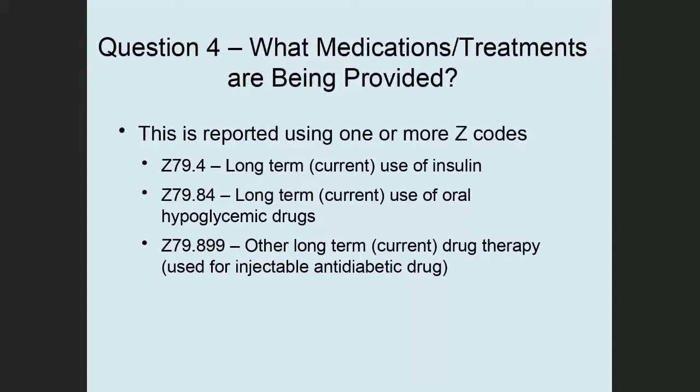Question 4, what medications and treatments are being provided? This is reported using one or more Z codes. Z79.4, long-term current use of insulin. Z79.84, long-term current use of oral hypoglycemic drugs. Z79.899, other long-term drug therapy. And this one is used for injectable anti-diabetic drugs. Notice it says long-term, in parentheses, current, so it doesn't have to necessarily be documented as current, although it almost always is.